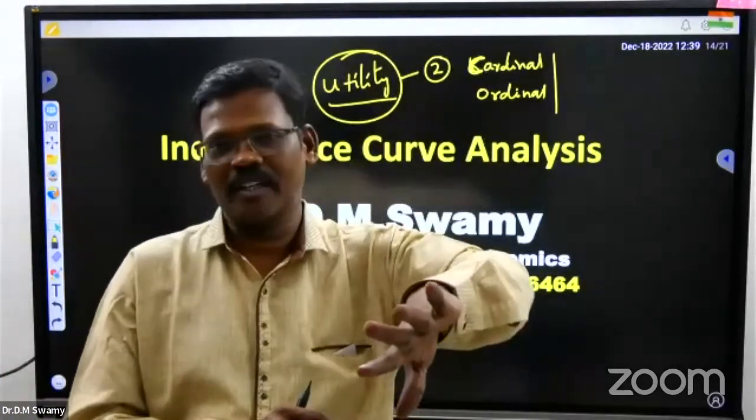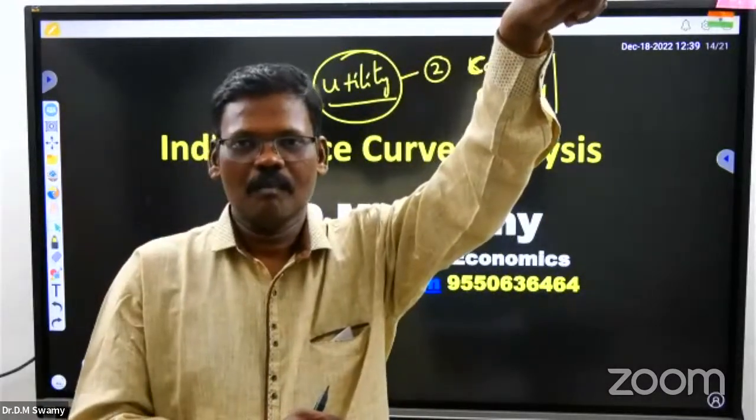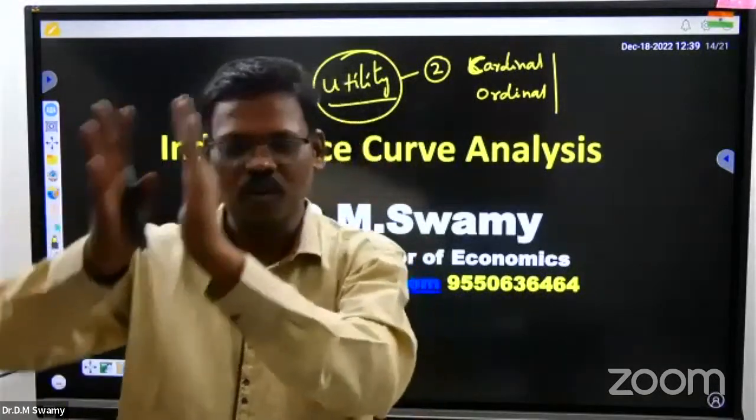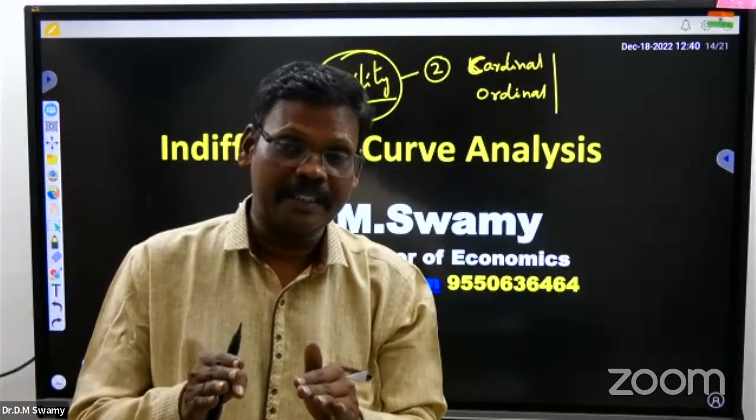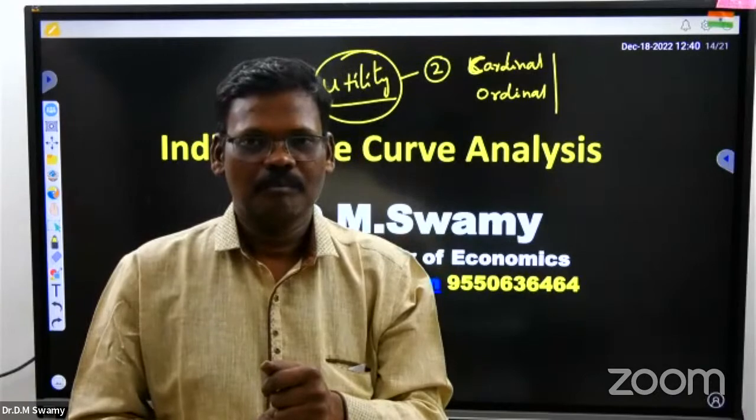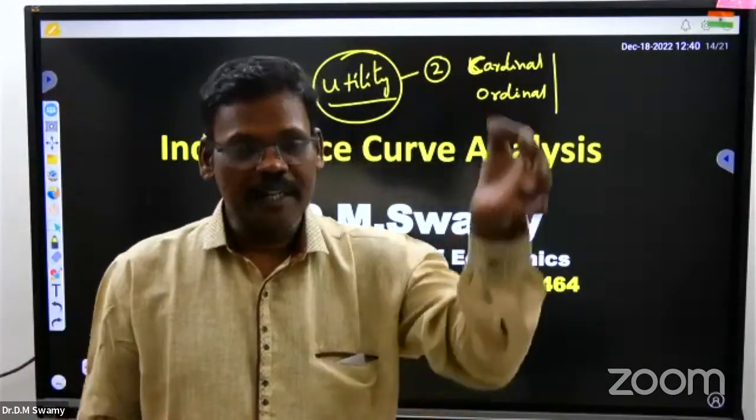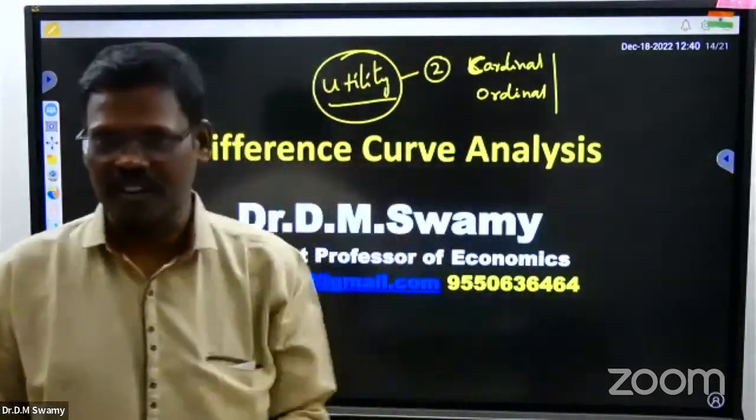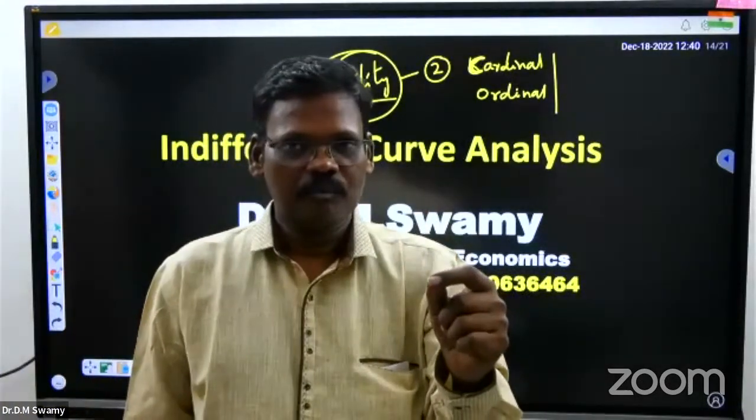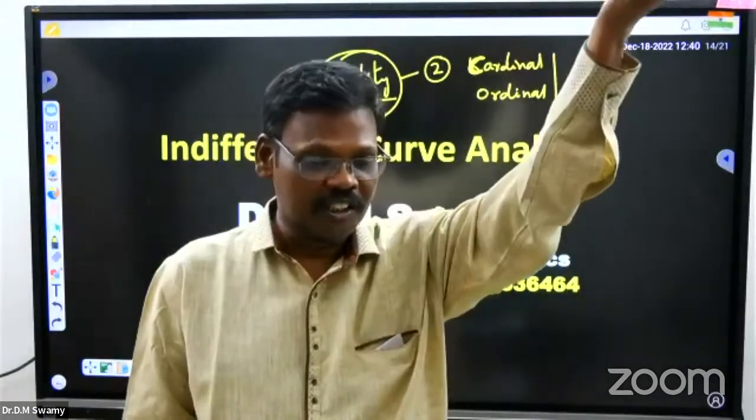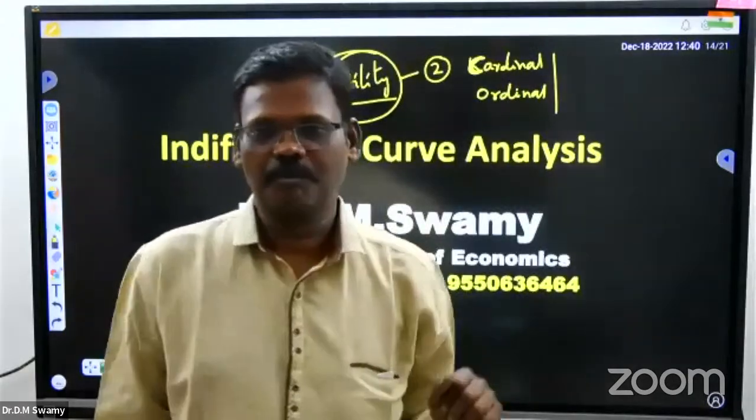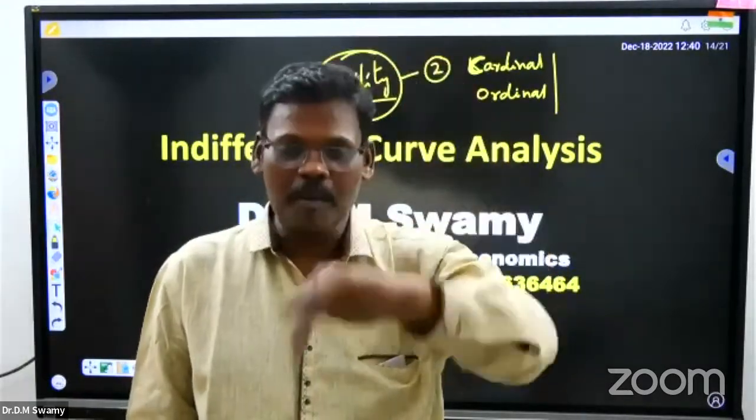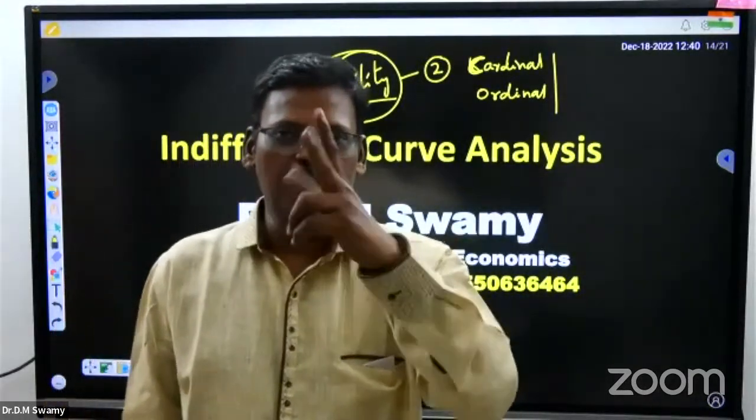The concept that utility can be measured was there in microeconomics, developed by Alfred Marshall. That is called cardinal utility. Based on cardinal utility, there are some important theories like the law of diminishing marginal utility and the law of equimarginal utility. These are the two important aspects we can see.